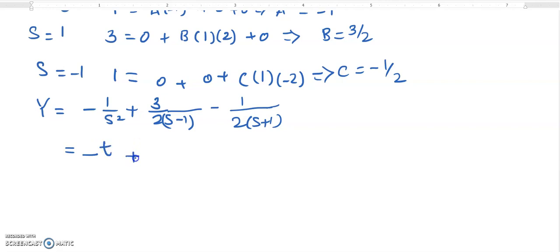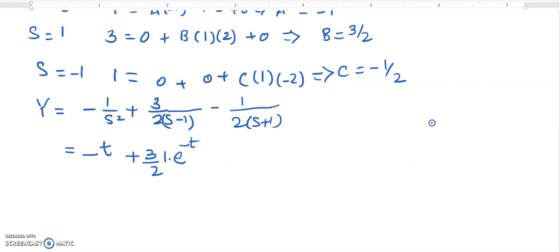And for 3 by 2, which is over here, and then 1 over s minus 1 term. The Laplace inverse of 1 over s was 1. So for s minus 1, the first shifting theorem will apply. This means that for s minus 1, if the original inverse was 1, then that will be multiplied by e power at, where a is equal to 1 over here.